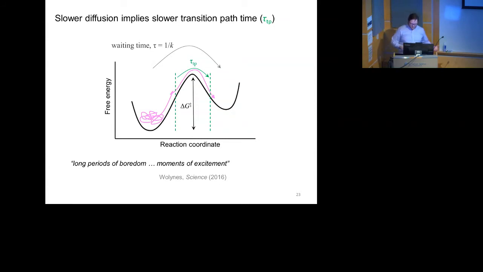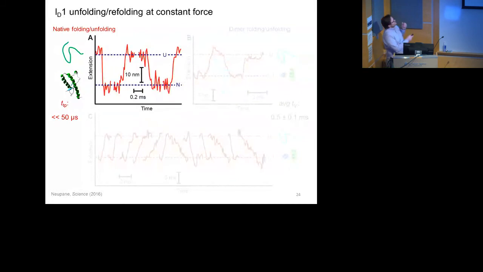It's inversely proportional to the diffusion. So we can measure that directly. Here's the native protein, so it's just hopping between native and unfolded. And the extension changes, so native, unfolded, unfolded, with native. And basically the native protein folds so fast we can't even measure it. So it's below the instrument resolution, so it's less than 50 microseconds.